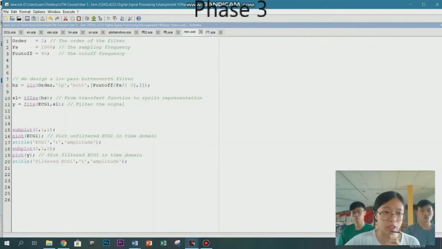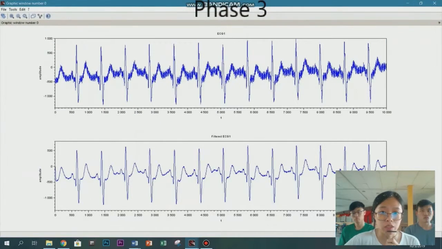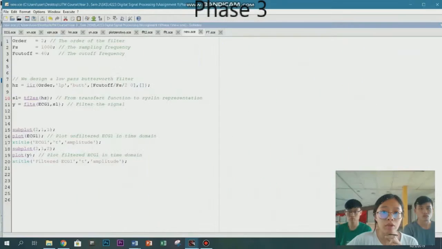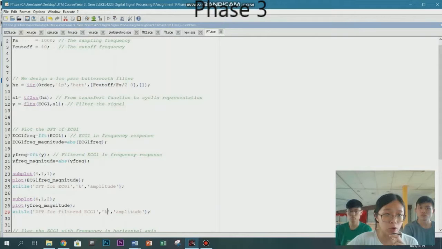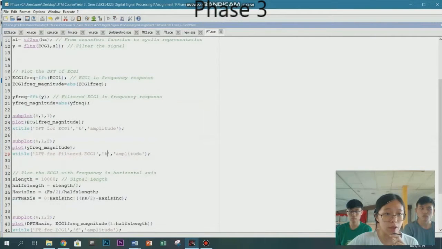Now we are going to plot ECG1 and ECG1 after filtering in the time domain. We have written it in this code, and it will show the filtered one and the one without filtering. We also do the coding for the frequency domain. Everything remains the same, just that we have added some code, which is this one. The FFT is to perform the fast Fourier transform and to display the waveform in the frequency domain.